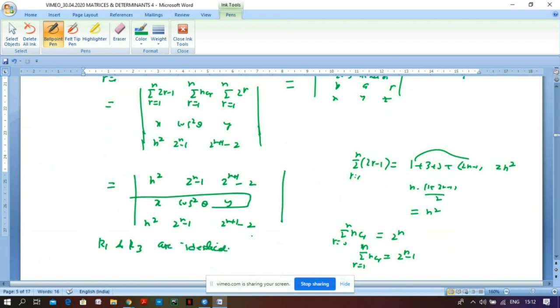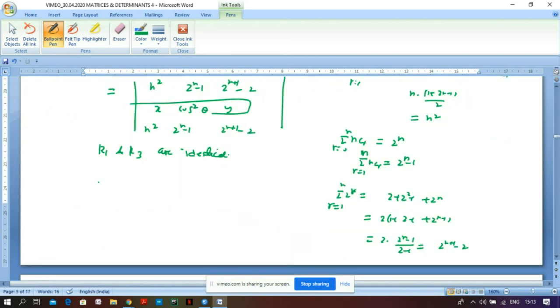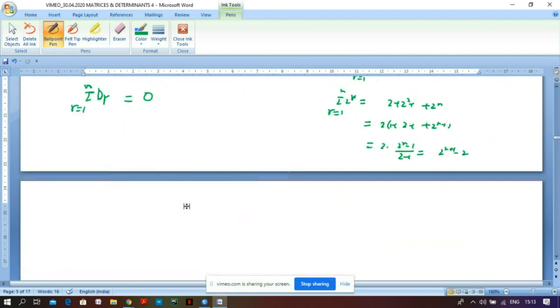And so we know that once two rows or two columns are identical, then the determinant value is 0. And so this big looking determinant Dr, this sum, sigma Dr for r equal to 1 to n, equals 0. So notice how we did not have to evaluate the determinant. We just had to find this thing and we were done.